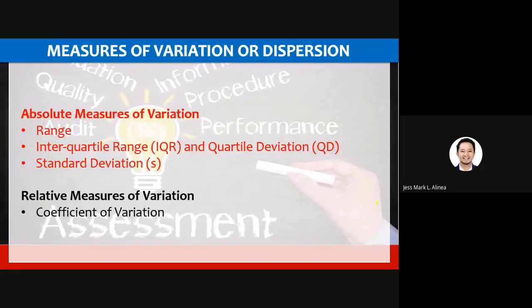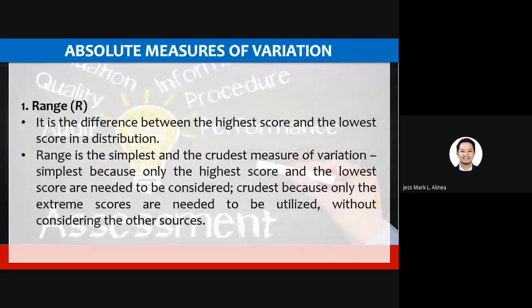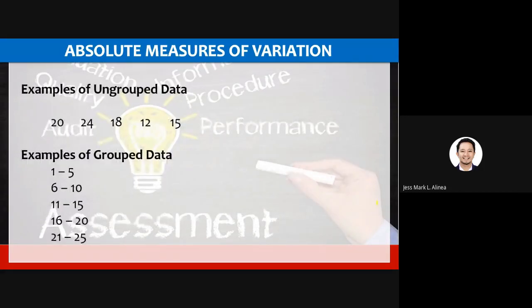So let's start with the range or the R. Range or R is the difference or the result of subtraction between the highest score and the lowest score in a distribution. It is the simplest and the crudest measure of variation. Simplest because only the highest score and the lowest score are needed to be considered. Crudest because only the extreme scores are needed to be utilized. We do not consider other sources o yung mga scores na nasa gitna ng distribution. Hindi natin yan pinakikialaman. So, we have two sets of data.